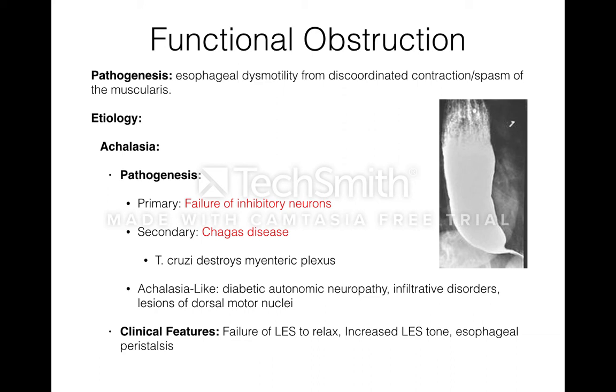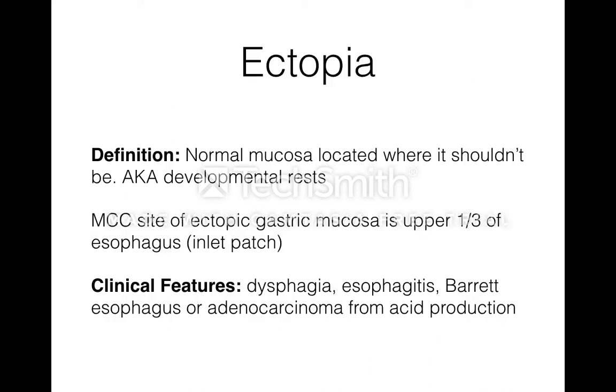T. cruzi can also affect the duodenal, colonic, and ureteric mesenteric plexi, in addition to causing cardiomegaly. Diabetic autonomic neuropathy, infiltrative disorders such as amyloidosis, malignancies, and sarcoidosis, in addition to lesions of the dorsal motor nuclei, can all result in an achalasia-like picture. In general, patients with achalasia will present with the triad of failure of the lower esophageal sphincter to relax, increased lower esophageal sphincter tone, and esophageal aperistalsis.